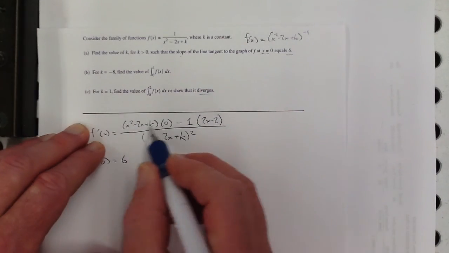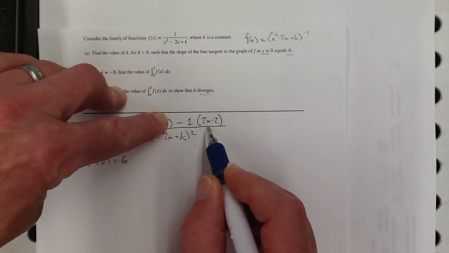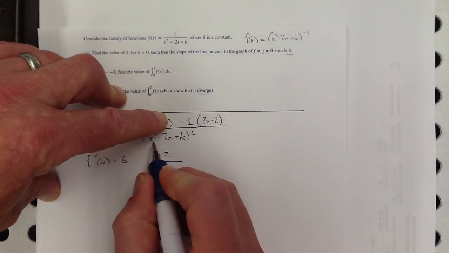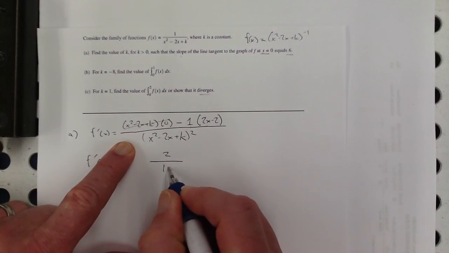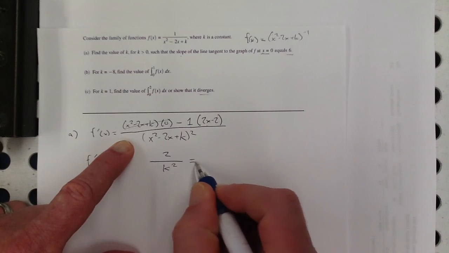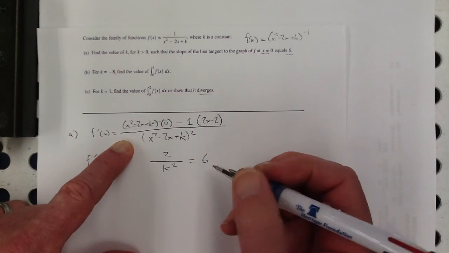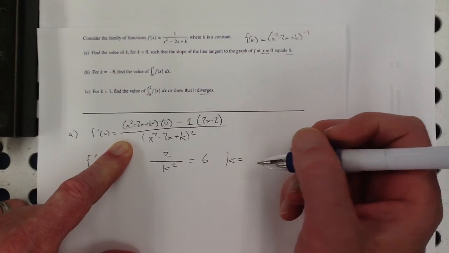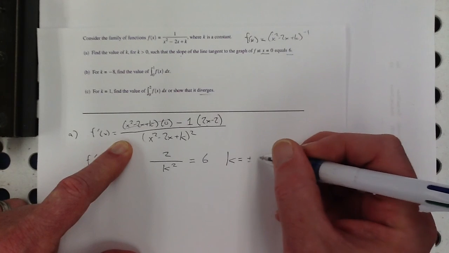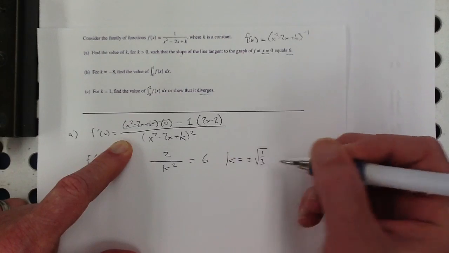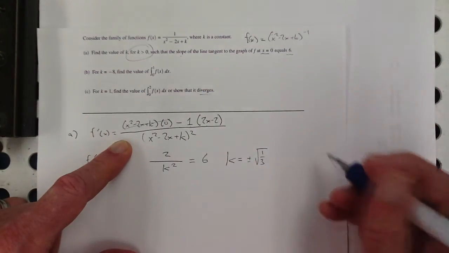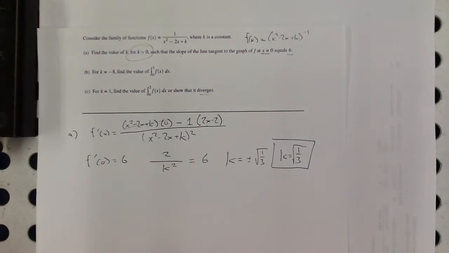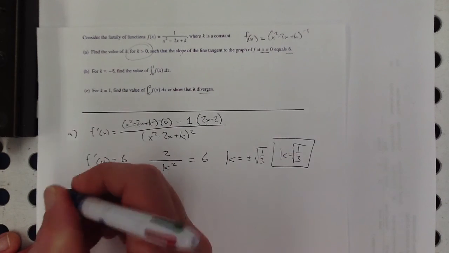When I plug 0 in, well, this is gone. So when I plug 0 in here, I get negative 1 times negative 2. That's 2. When I plug 0 in here, I get k squared, and that's going to be equal to 6. So if I do some cross multiplying, it looks like k is going to be equal to plus or minus the square root of 1/3. But they said that we only want the positive one, so k is equal to the square root of 1/3. That wasn't too bad.